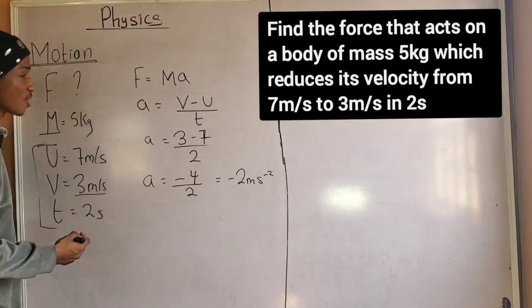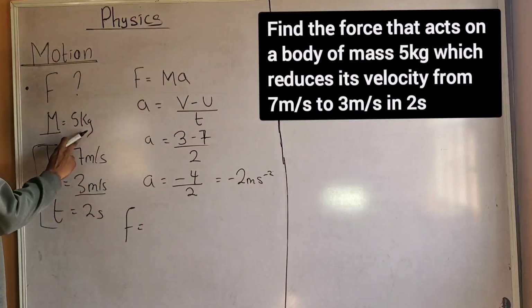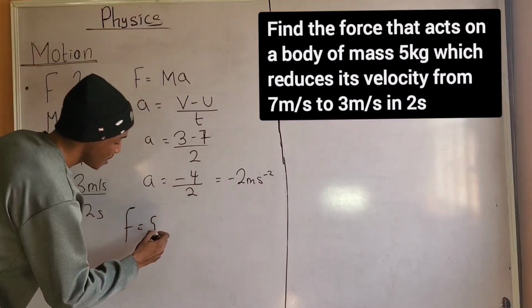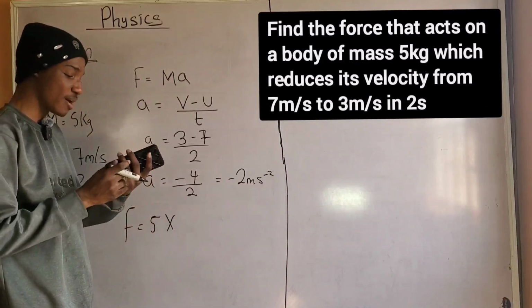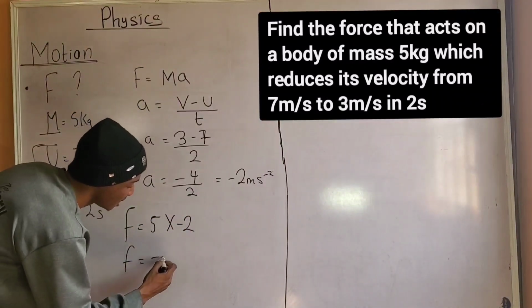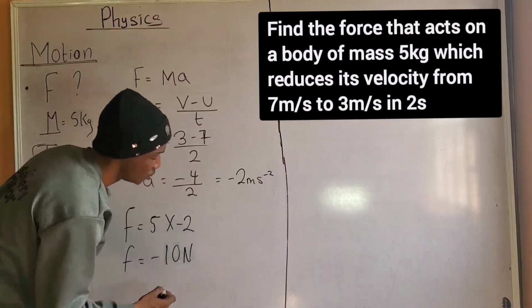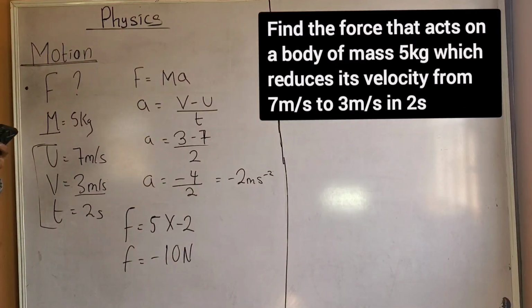Now, we can calculate the force. Force equals mass times acceleration. The mass is 5 kilograms, so I'm going to have 5 kilograms multiplied by the acceleration, which is -2 meters per second squared. The force now will be -10 Newton. So that is the solution to that question.